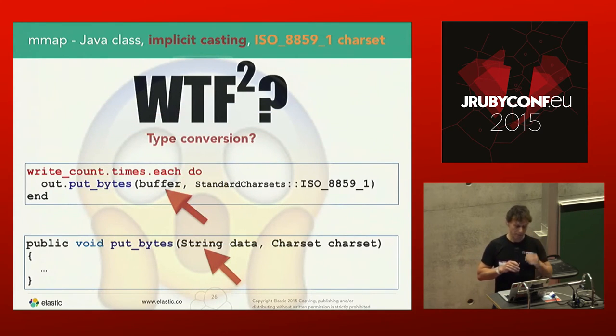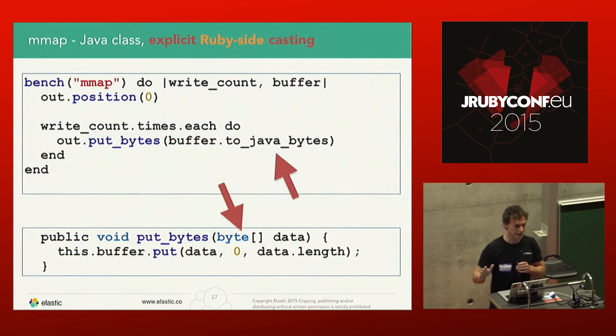So what's happening? Of course, here we can look at type conversion. Is this what's happening? We see that we use a Ruby buffer, and we pass it to a Java method that accepts a Java string. So let's try and do explicit Ruby-side casting instead of relying on the JRuby implicit type conversion. You can see in the upper part where we do the out.putBytes, we're going to do buffer.toJavaBytes. So this is going to pass in a Java byte array to that method, and this is going to be using below the Java implementation of putBytes, which accepts a byte array. So we do an explicit Ruby-side type conversion. What kind of performance do we get?